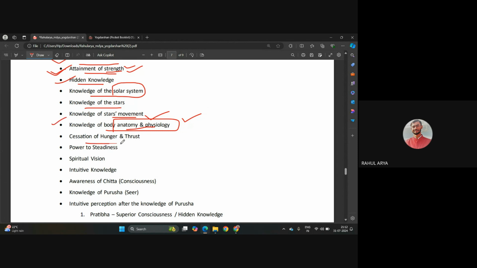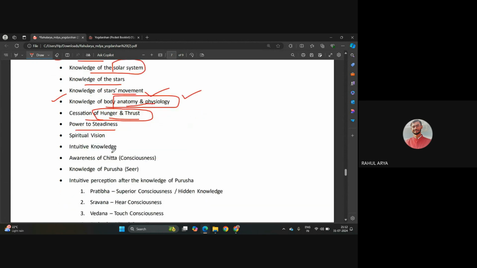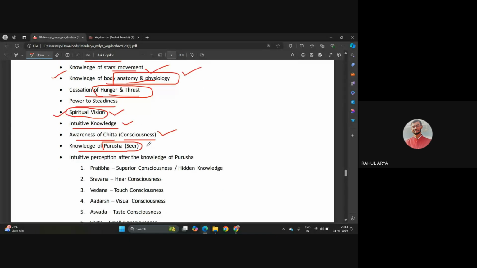So the yogi is able to control his hunger and thirst. It is also a power of yoga. Power of steadiness: he can be peaceful and calm everywhere. Spiritual vision: he can visualize the gods and the great souls who are moving in this space. Intuitive knowledge, the yogi is able to know, and higher consciousness, knowledge of the Purusha. Who is the actual Purusha? That method is also described here.